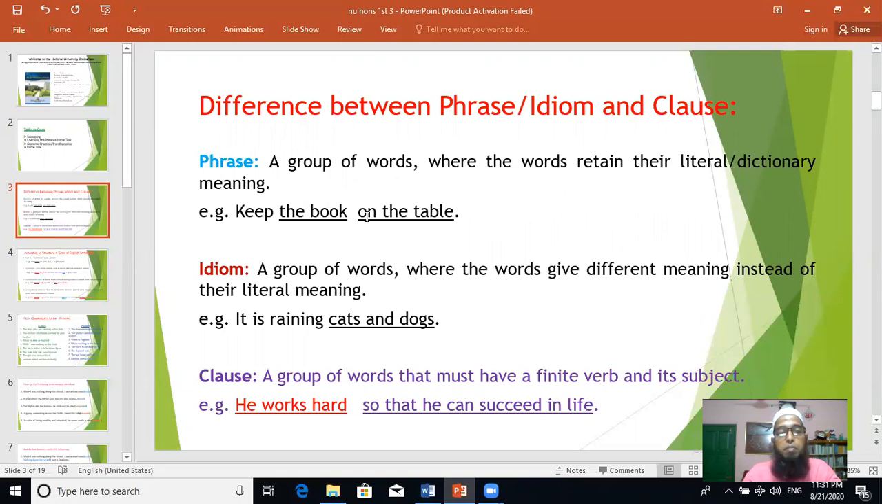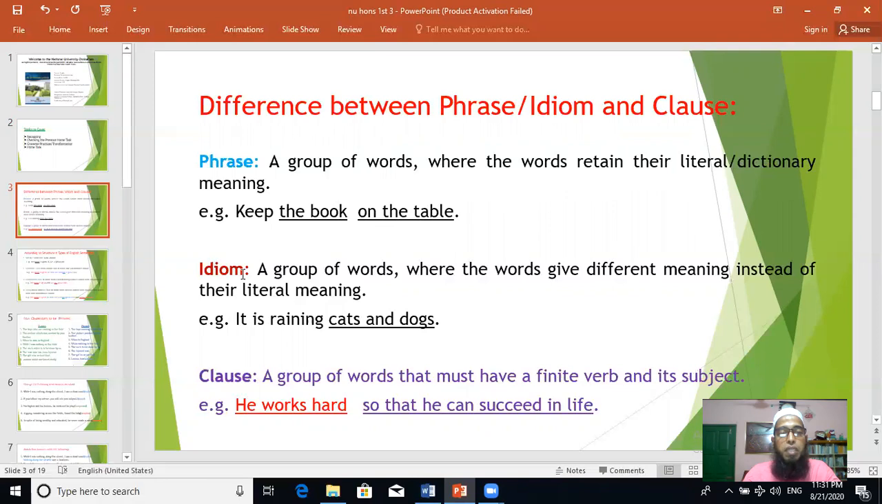For example, keep the book on the table. Look at the sentence. Keep the book on the table. So here, the book, two words, it's a group. On the table, three words, it's also a group. And the meaning of the words remains unchanged. The book means the book, on the table means on the table, nothing else. So these are the two phrases here. A phrase means a group of words where the words retain their literal or dictionary meaning.